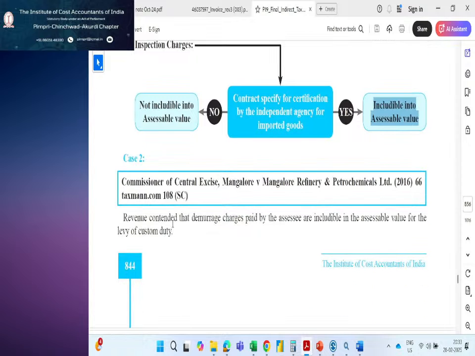Number 2 is, there is one more case law regarding the demurrage charges.